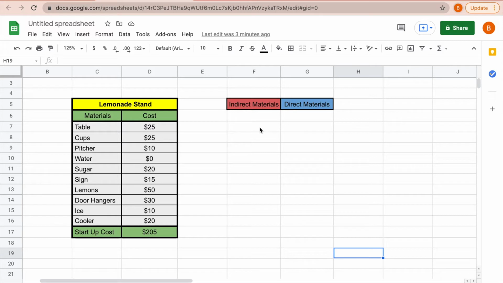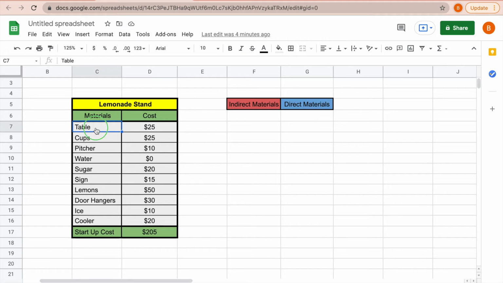Direct material is the physical items built into a product. The indirect material is everything else, okay? So when you're thinking about making the lemonade, all the stuff that goes into the lemonade, everything that you hand the customer is going to be a direct material. Everything else that we have to buy that the customer doesn't get for what they purchase is going to be an indirect material. So let's go through it and categorize these.